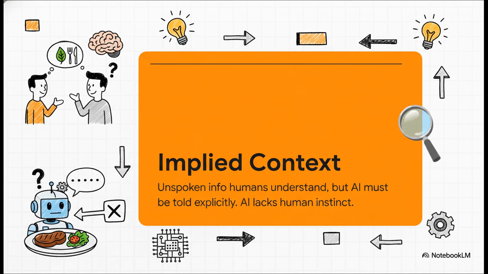Think about it this way. If your friend who's a vegetarian asks you for a restaurant recommendation, you're not going to suggest a steakhouse, right? That's what we call implied context. We humans just get it. AI has absolutely no common sense. You have to spell out every single detail.